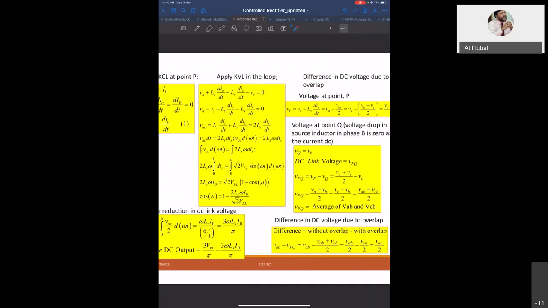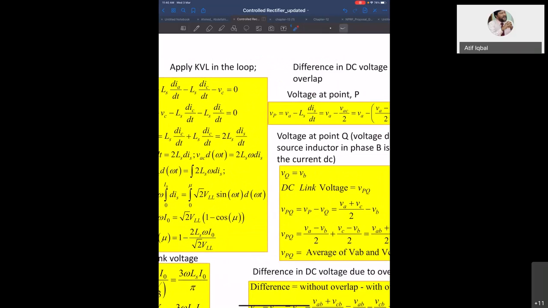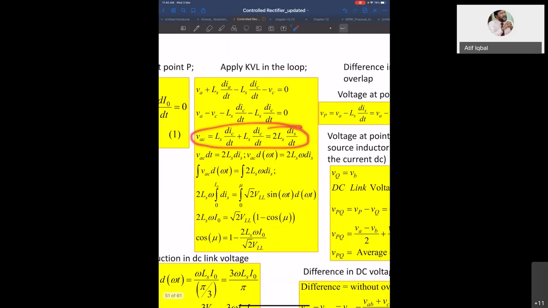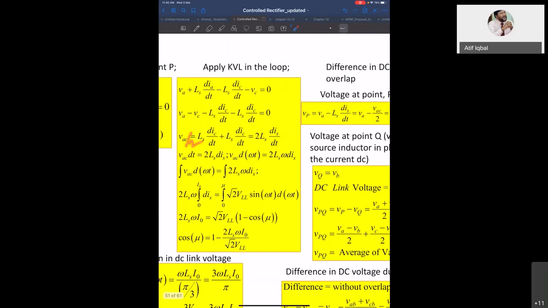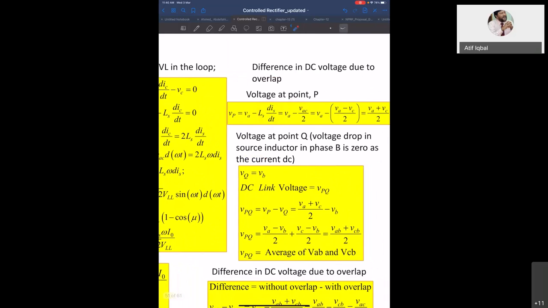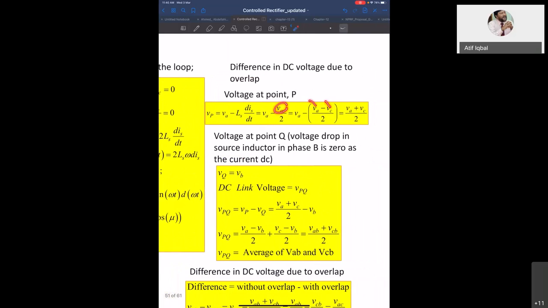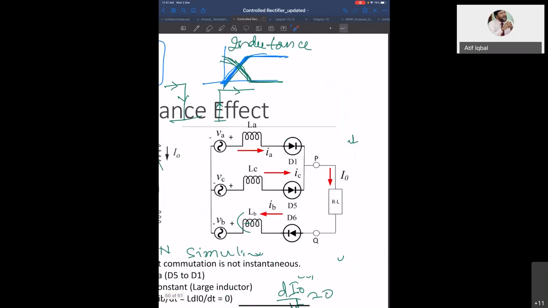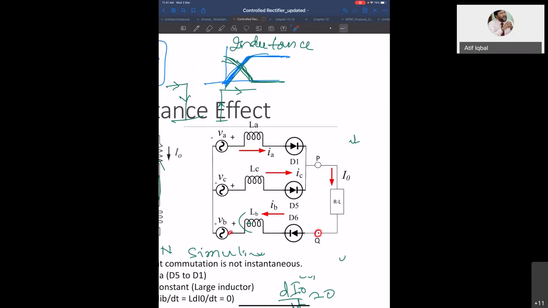And what is this Ls di/dt that you have seen from here? Ls di/dt is equal to VAC by 2. So I write in place of this VAC by 2. And what is VAC? VAC is VA minus VC. So from here we get VP equals VA plus VC divided by 2. That is the voltage at the point P. Now what is the voltage at point Q? The voltage drop in the source inductance in phase B is 0, as the current is DC. So the voltage of this point is the same as this voltage, because here the drop is 0. So whatever is VB is the same as your VQ.